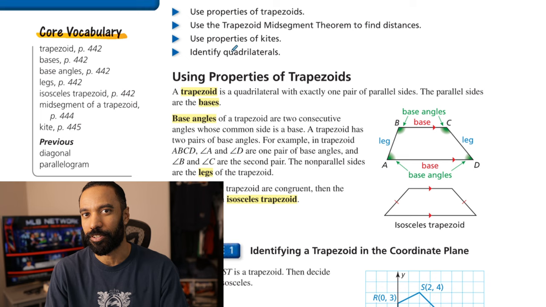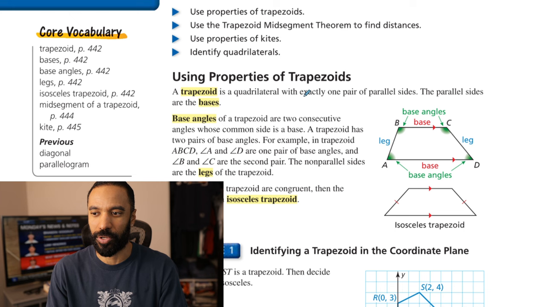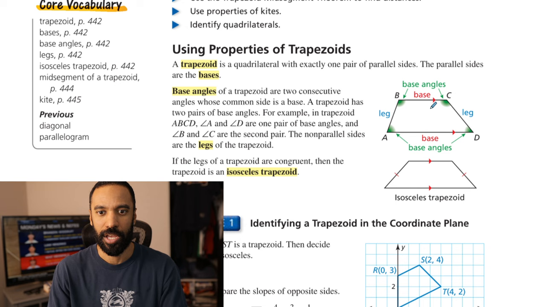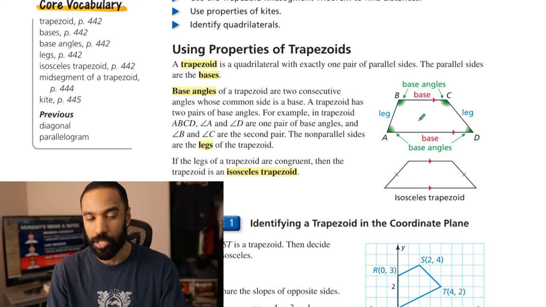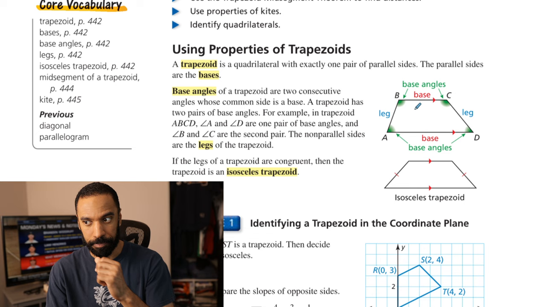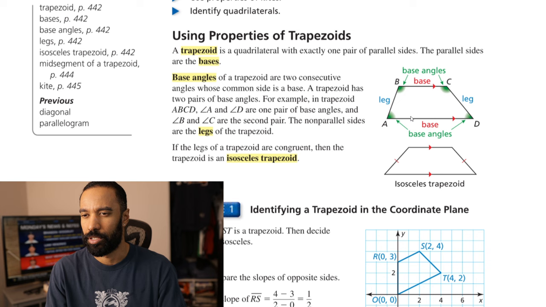Okay. Using properties of trapezoids. A trapezoid is a quadrilateral with exactly one pair of parallel sides. Those parallel sides are also known as bases. So the ones I'm pointing to up and down right here are the bases. Unlike a parallelogram, which is two pairs of parallel sides specifically, a trapezoid is not a parallelogram. They never are. There are websites and textbooks and things like that that will claim that these are also parallelograms, also trapezoid. We like to keep them uniquely different for the most part, and that's what we're going to do here.